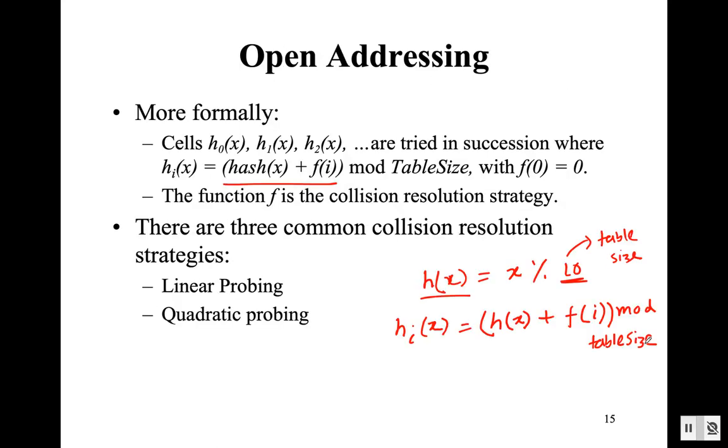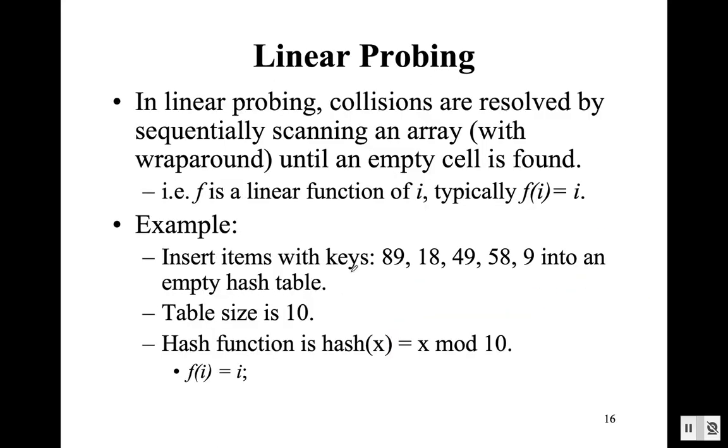Let's see how this is going to resolve the collision. We have two types of open addressing, linear probing and quadratic probing. Let's see linear probing first. In linear probing, the collision will be resolved by sequentially scanning an array until an empty cell is found. So in linear probing, we use the function f of i equals i.